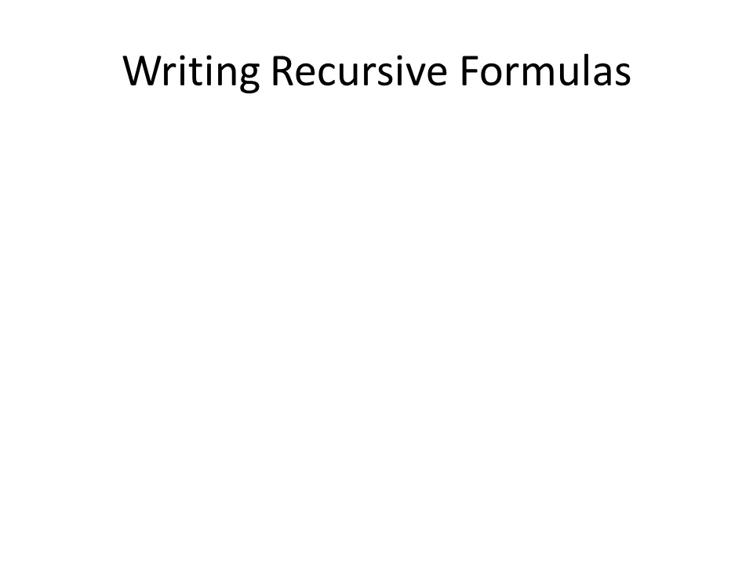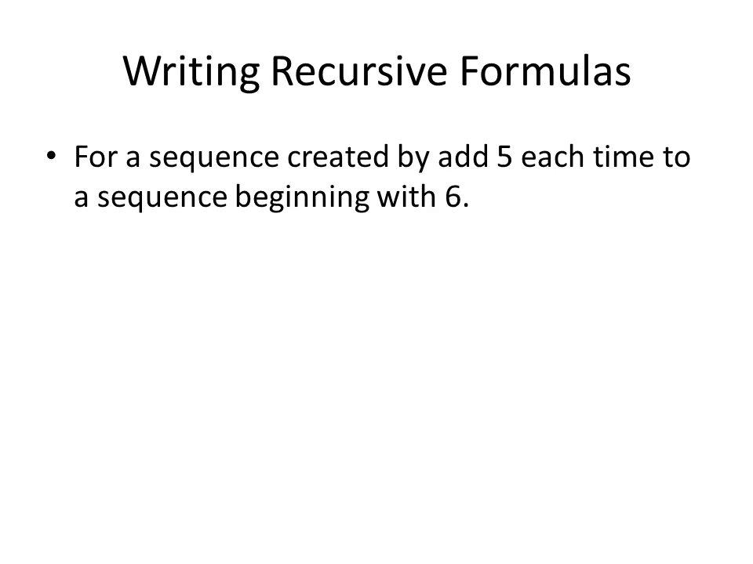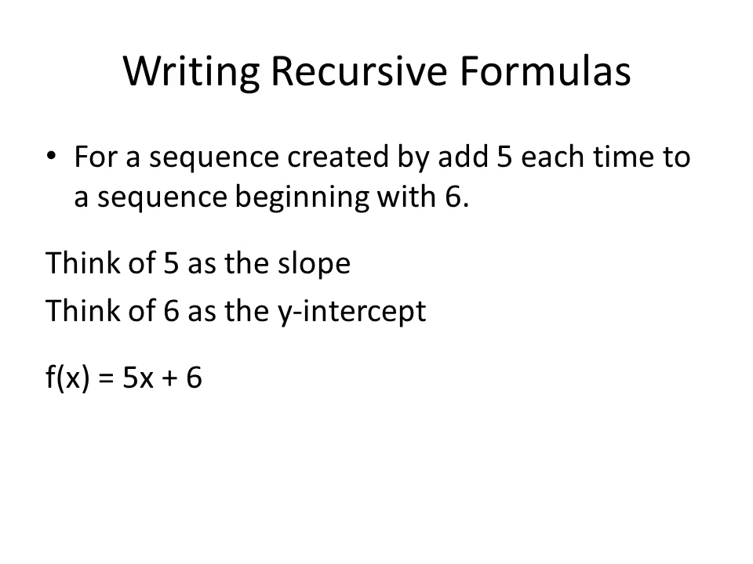So now we're writing recursive formulas. Recursive formulas are no different than writing an equation of a line or a situation. So if you are given a sequence created by add 5 each time, beginning with 6, we would think of 5 as our slope and 6 as our y-intercept, and write the function notation f of x equals 5x plus 6. This can be done with a variety of situations, including a constant multiplier, and also with patterns or pictures. So if you're adding 2 blocks each time, your slope would be 2, and your y-intercept would be whatever number of blocks you start with.